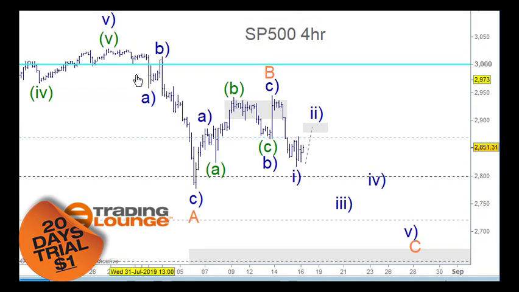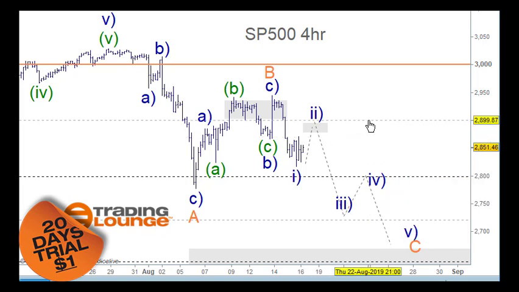So in this case we can look at an A wave, a B wave, and 5 waves down as a C wave here. 3, 4 and 5, something of this nature. So this 50-60% retracement level here is important, and that comes in close to the 2900 area. So that's one way to look at it.